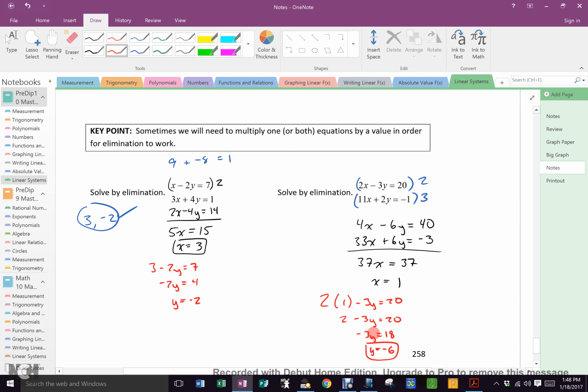What's my answer? 1, negative 6. What must I do? Check. What's 11 times 1? 11 plus 2 times negative 6. Negative 12. Is 11 plus negative 12 negative 1? Are we right? Brilliant!